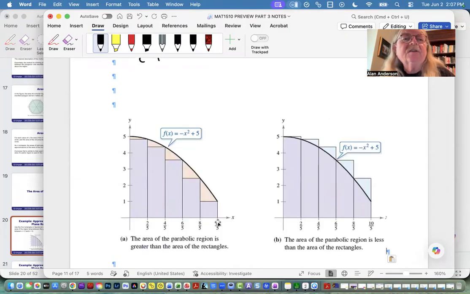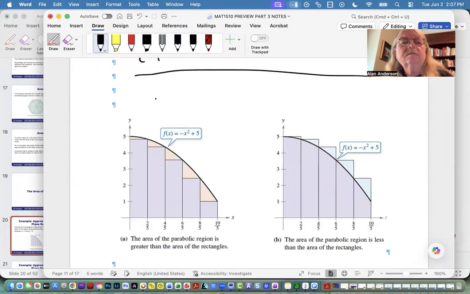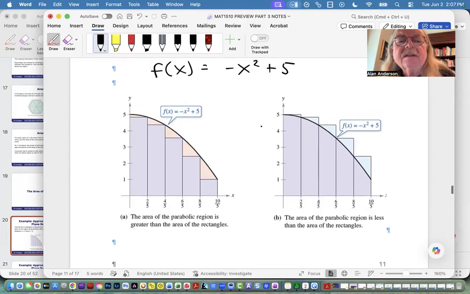So we have the same function. They're showing this to us in two equivalent ways. Now, clearly, this is a parabola facing downward. What we're trying to do is estimate the area under the curve, and we're doing it by creating a series of rectangles. If we do this well, the area of the rectangles should be a good approximation to the actual area under the curve.